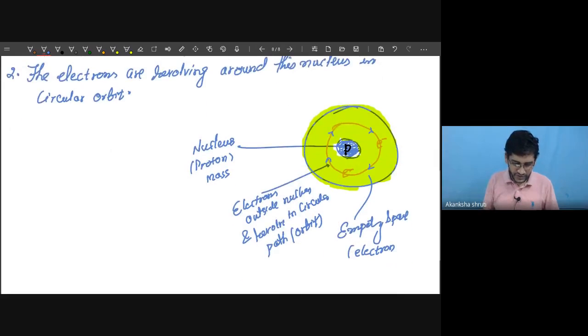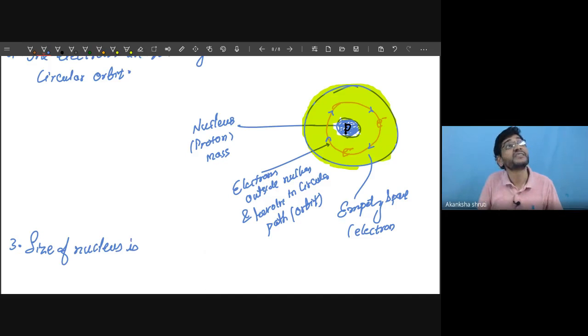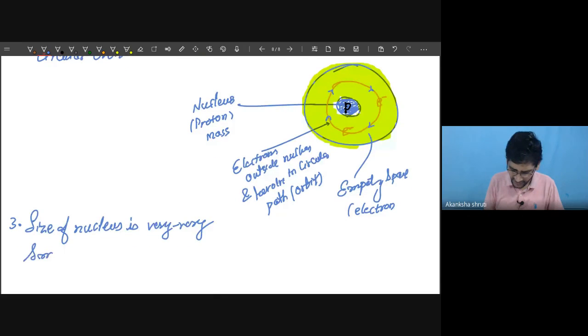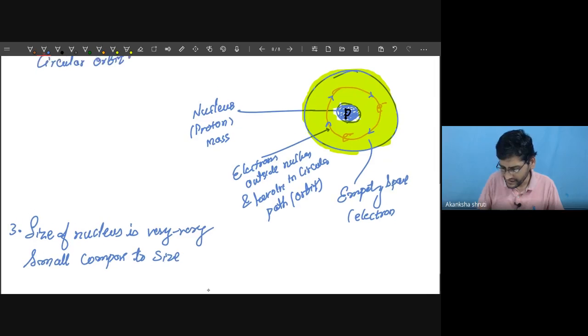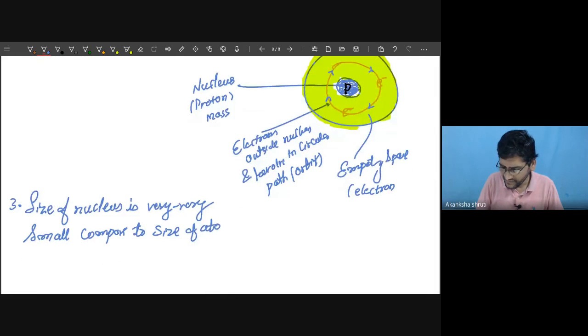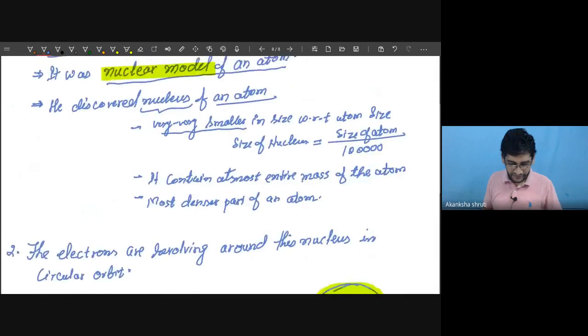The third conclusion was regarding the characteristic of this nucleus. The size of the nucleus is very, very small as compared to the size of the atom. That was also proposed. So these were the three observations, or the three key features, of the Rutherford model.